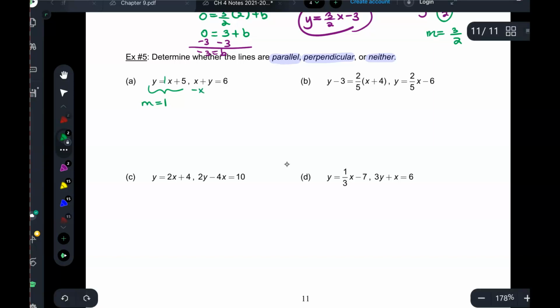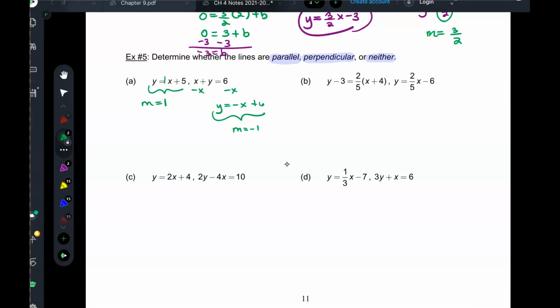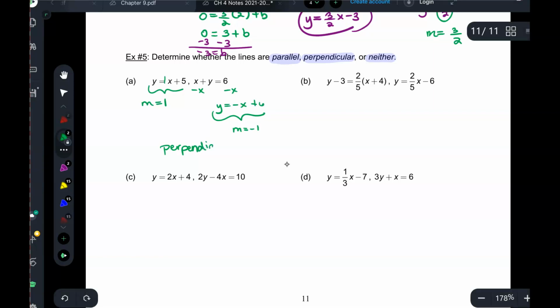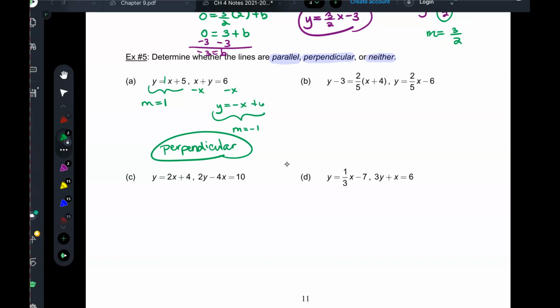Negative 1. So this slope would be negative 1. They are perpendicular. How do we know they're perpendicular? There's 1 and negative 1, it's like the opposite. One is the reciprocal of itself, one is positive, and then negative 1 is negative. So perpendicular means opposite and reciprocal, but one is the reciprocal of itself. If I take 1 and I take the reciprocal, it's still 1.